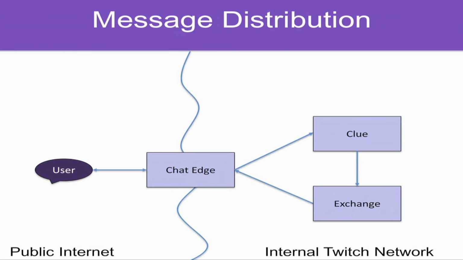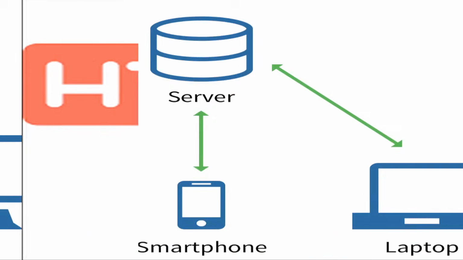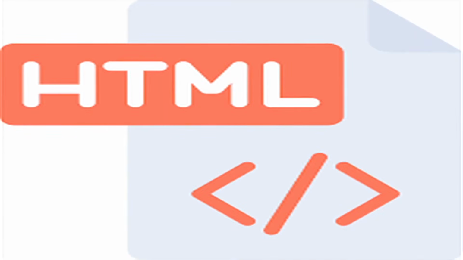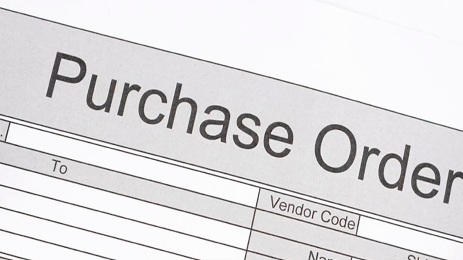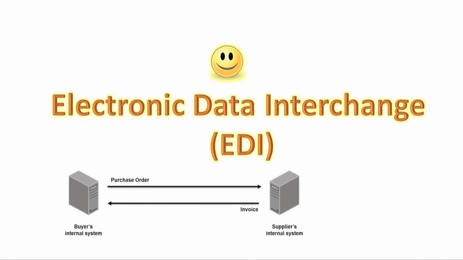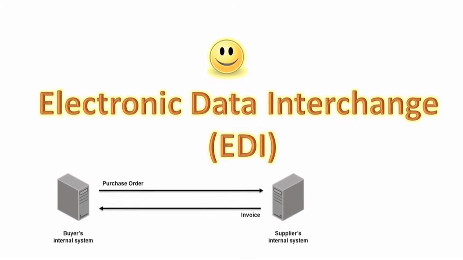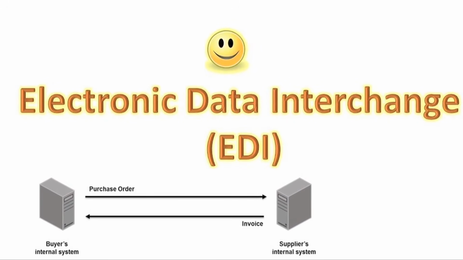Message distribution infrastructure. This layer comprises software for sending and receiving messages. Its purpose is to deliver a message from a server to a client. For example, it could move an HTML file from a web server to a client running Firefox. Messages can be unformatted, for example emails, or formatted, for example a purchase order. Electronic data interchange, which is EDI, email and hypertext transfer protocol are examples of messaging software.